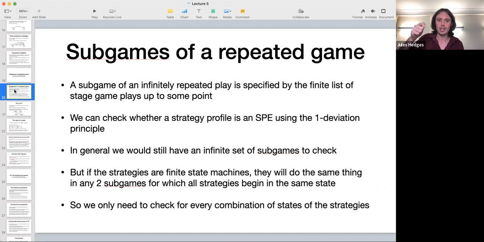Those things are really specified by the finite list of plays up until that point. That tells us how to get from the root to where we are right now at the beginning of some copy of the stage game, together with the root, which tells us the history of plays up until this point. Now, after that point, of course, there's still an infinitely repeated game. If you're playing an infinitely repeated game, then cutting some finite number of stages off the front doesn't change the fact that it's an infinitely repeated game.